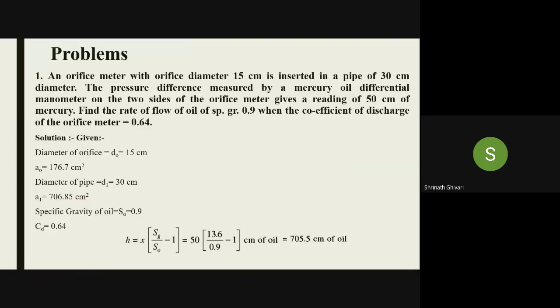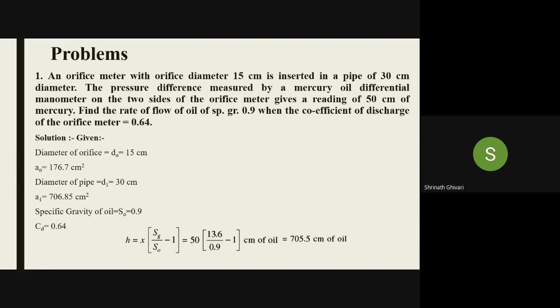So next one is the problem. An Orifice meter with orifice diameter 15 centimeter is inserted in a pipe of 30 centimeter diameter. So there is a pipe of 30 centimeter diameter and an orifice is inserted into it. This is the diameter of the orifice, 15 centimeter, and this is the diameter of the pipe, 30 centimeter.